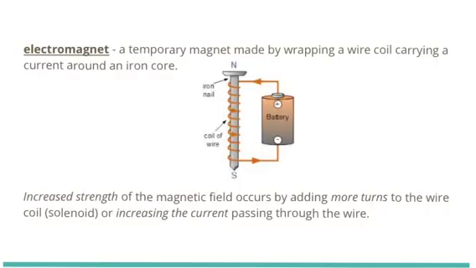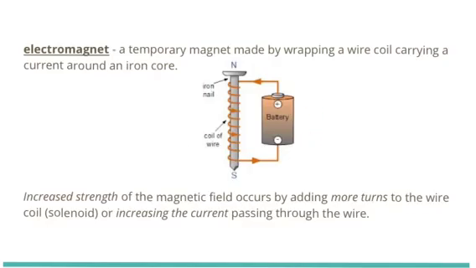Okay, next, on to an electromagnet. In our lab, we are going to make an electromagnet and investigate how many coils produce the stronger magnetism. Here's what an electromagnet is. It's a temporary magnet made by wrapping a wire coil carrying a current around an iron core, such as a nail.